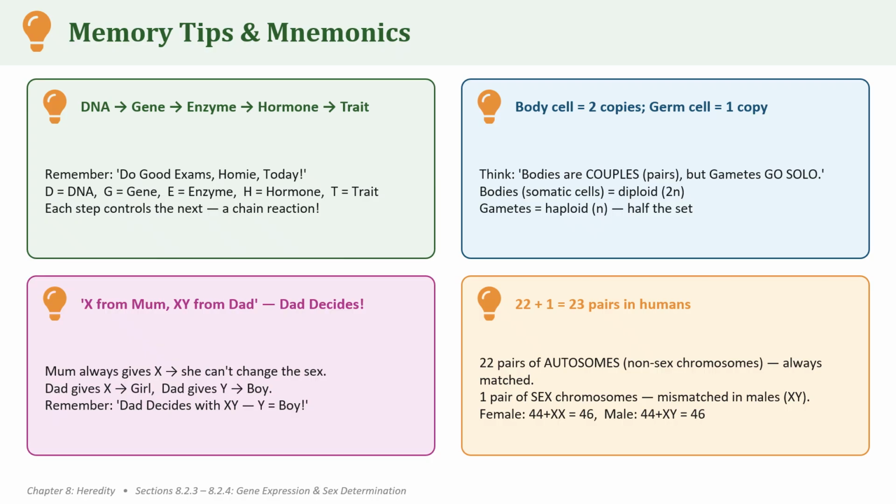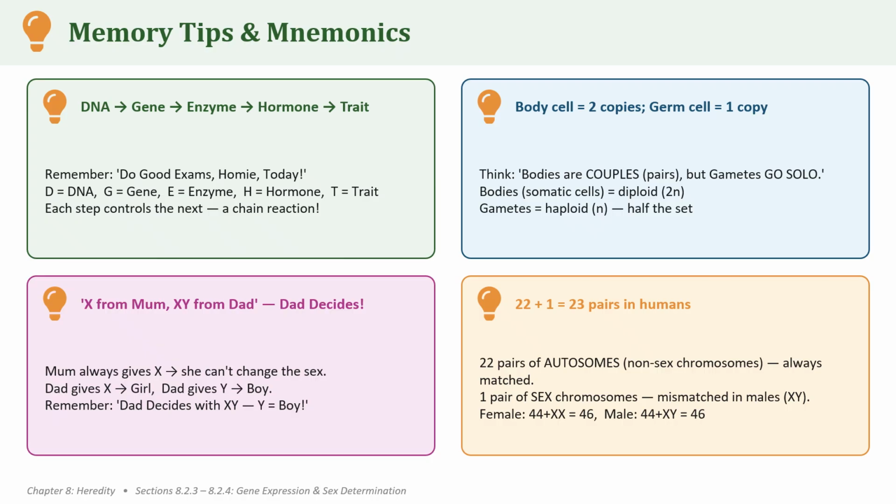And next one, XX from mom and XY from dad. So dad only decides the sex of the baby. If it is an X from the dad, it's a girl, and if it's a Y from the dad, it is a boy. So dad decides with XY. Okay, Y, that is boy.